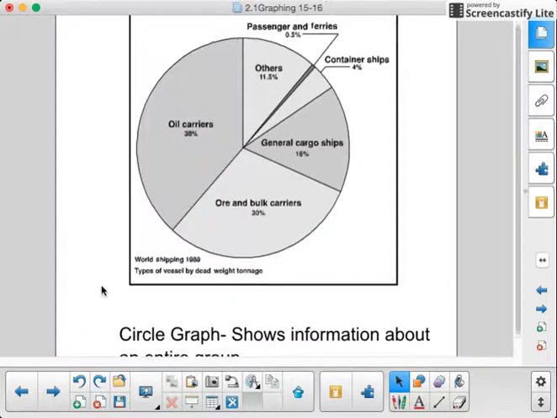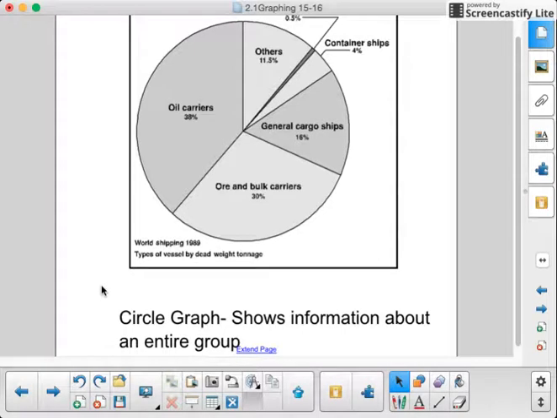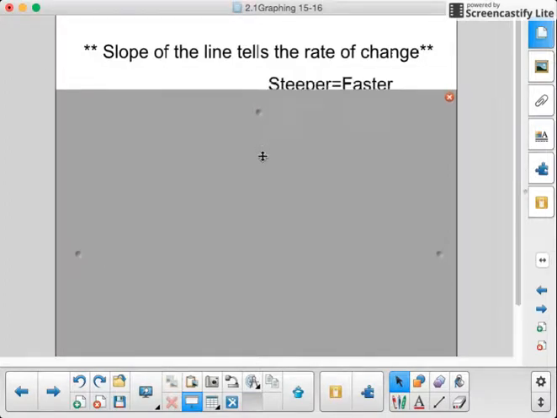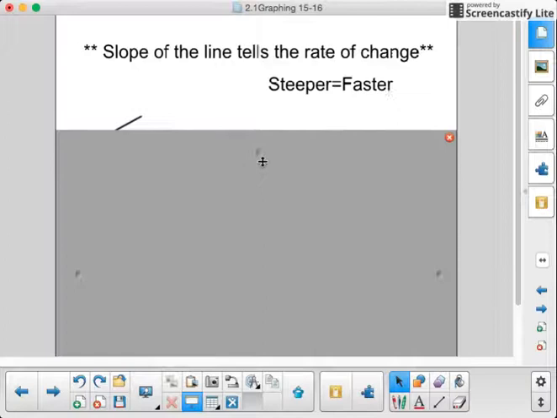And then a circle graph shows information about an entire group. And in the Bozeman Science video, Mr. Bozeman said, we take the information from a data table and put it in a graph because when we can see it, then we can make sense of the data and we can understand it. And you can see that's true with all of these graphs. Lastly, the slope of the line tells the rate of change. So the faster your graph is going up, the faster that thing is changing.